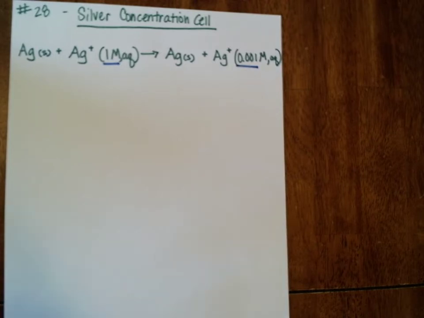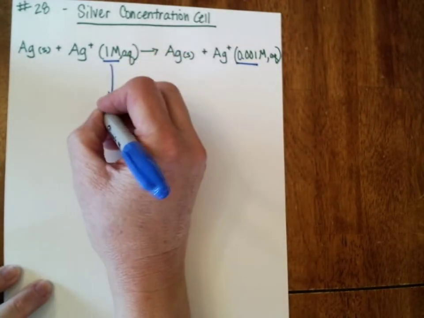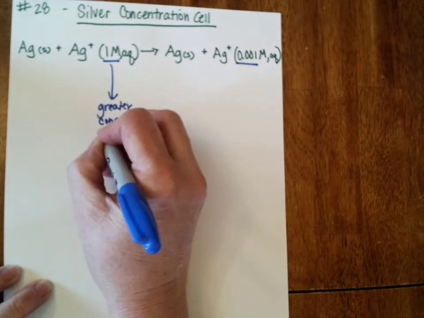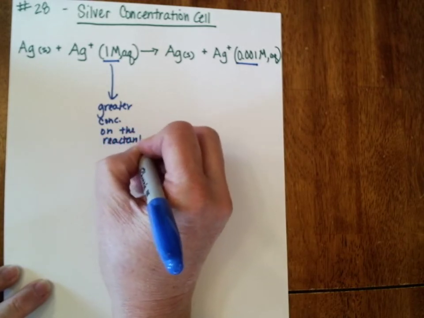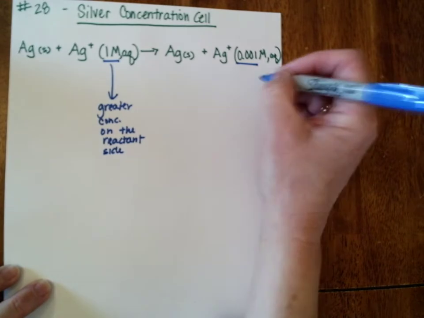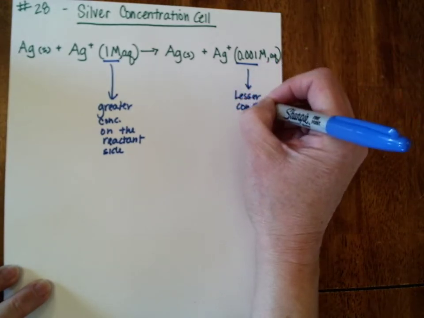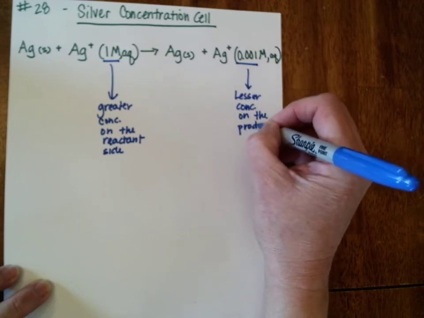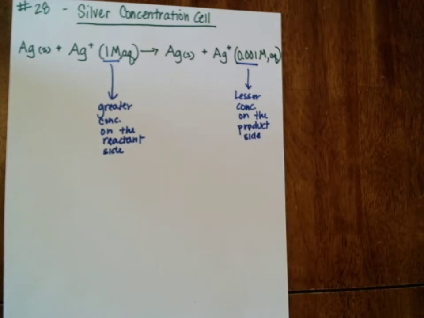We call this a concentration cell because we are given the concentrations. Because the concentration is here, I would say that I have a greater concentration on the reactant side. And then I can obviously see that I have a lesser concentration on the product side of the equation. So that's really important information to start with.